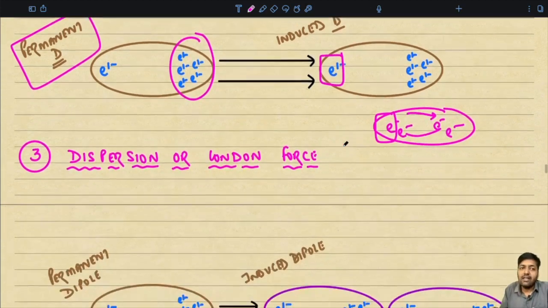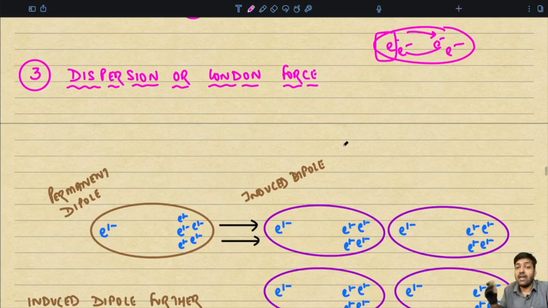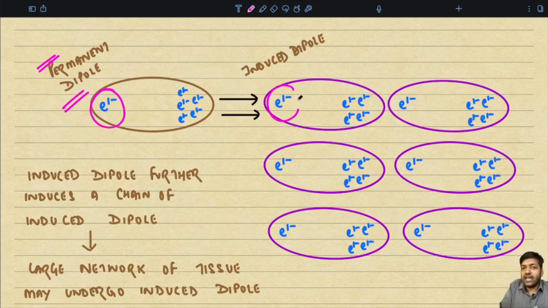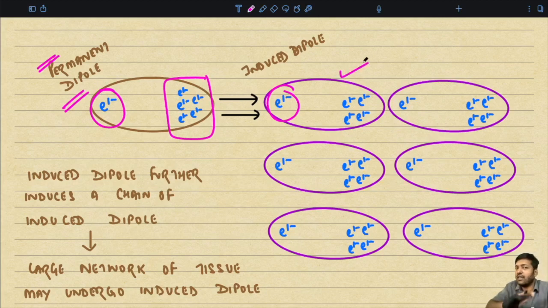Okay. Thirdly, we have a dispersion or London force. So what is it? Let us try to understand. A permanent dipole, a person who is already established, is already existing, and it induces another dipole. So this group of electrons is interacting with this. This wasn't a permanent dipole. This was a normal dipole, and it was induced to become a dipole.